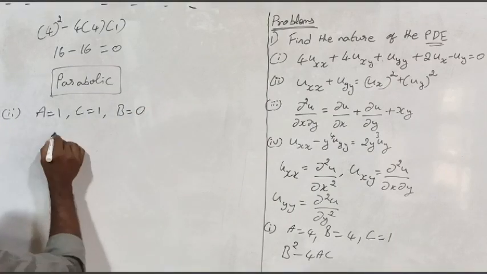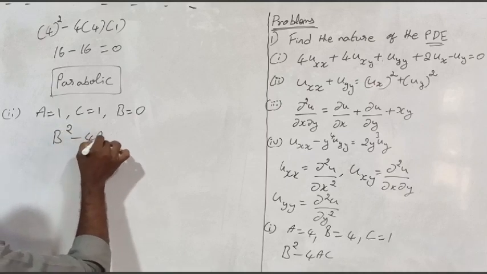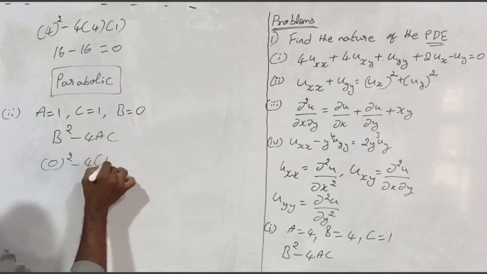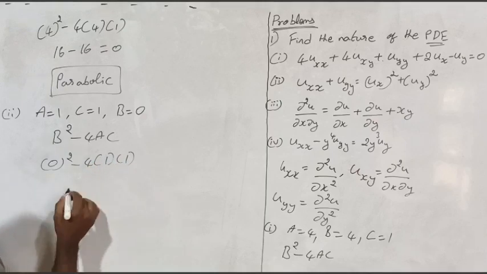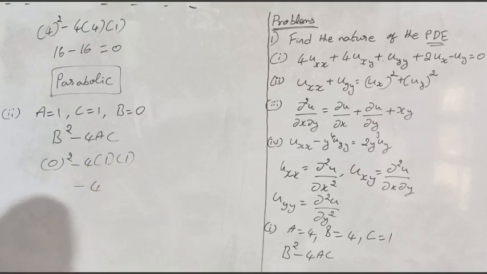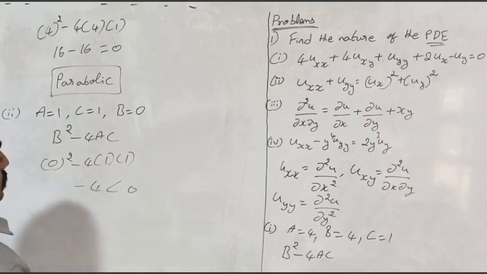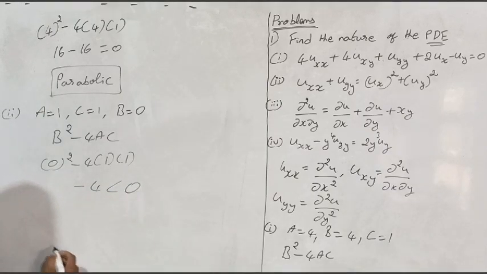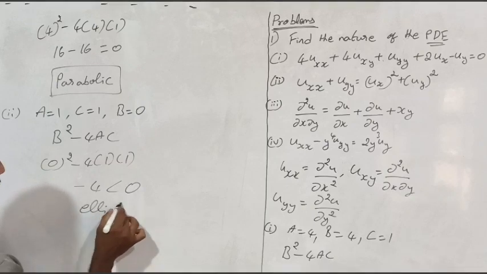Now substitute in this equation, that is b square minus 4ac. What will you get? 0 square minus 4 of 1 into 1. That is minus 4. It is less than 0. So it belongs to elliptic equation.